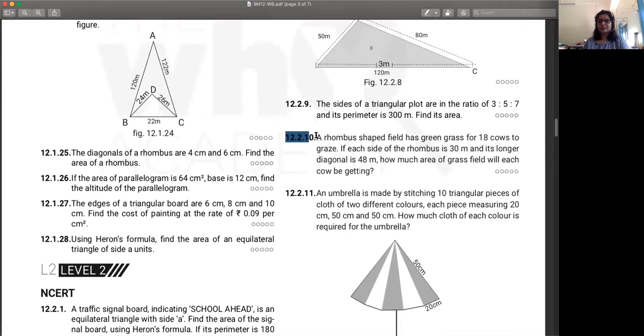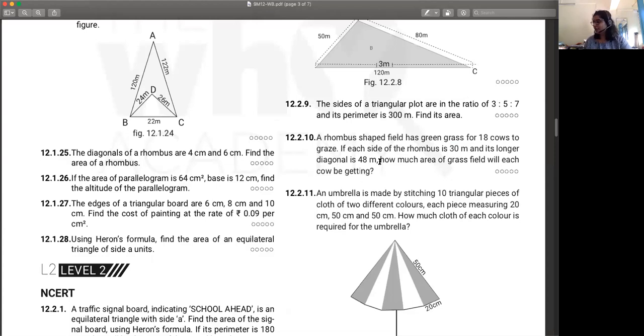Do the 10th one. This is a good one. It's a rhombus. So a rhombus shaped field has green grass for 18 cows to graze. So there's 18 cows and all of them have to share this grass. If each side of the rhombus is 30 meters, you're given the side of the rhombus, its longer diagonal is 48 meters, how much area of grass field will each cow be getting?